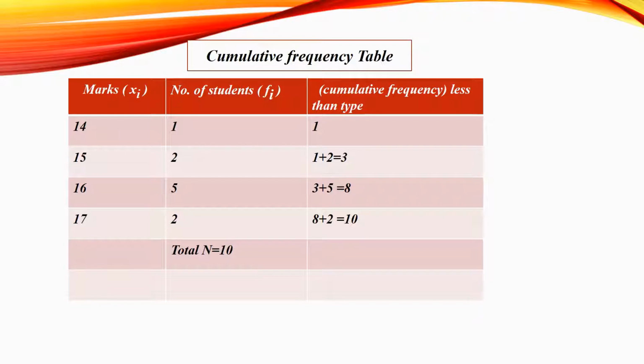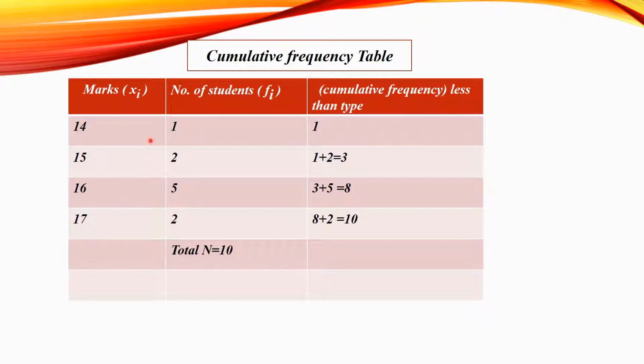So, what is a cumulative frequency table? Cumulative frequency is the sum of the frequency of a certain class and all the frequencies of the previous classes. It is known as cumulative frequency less than type, from the upper limit onwards.